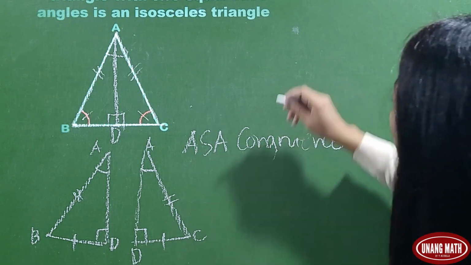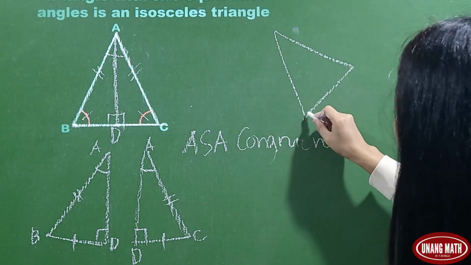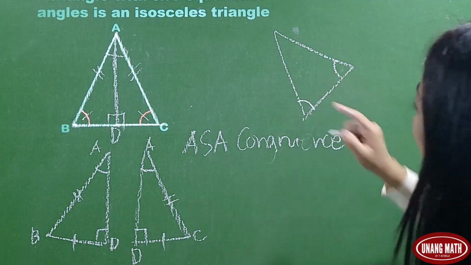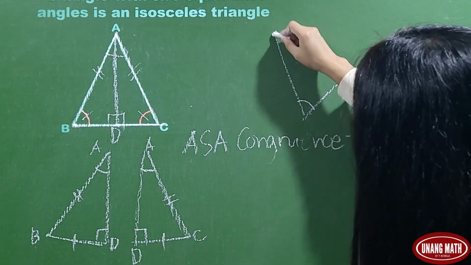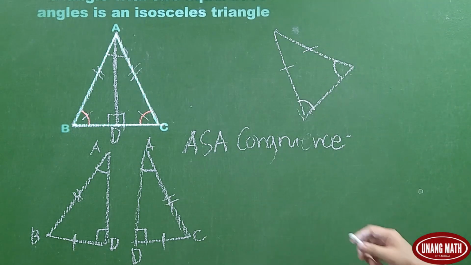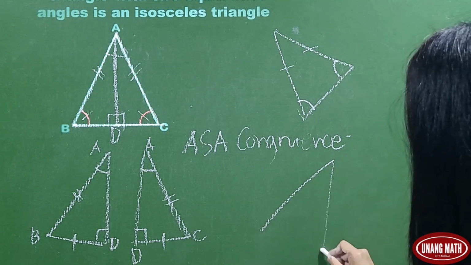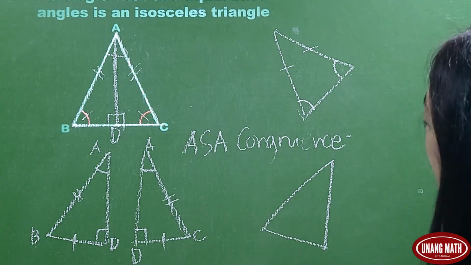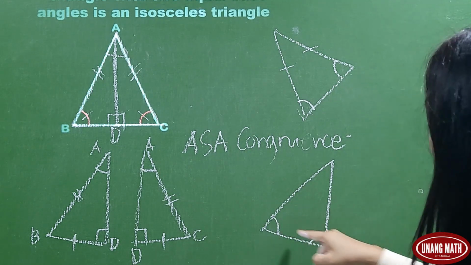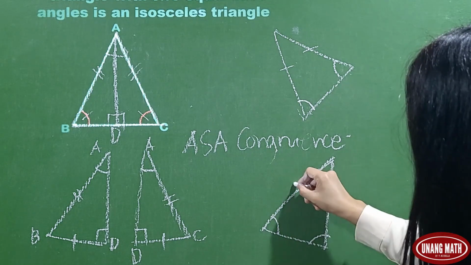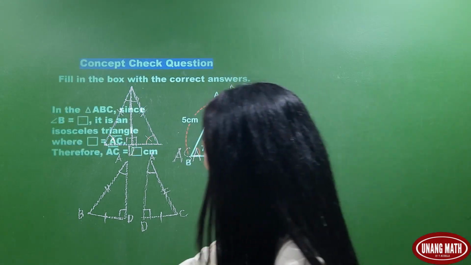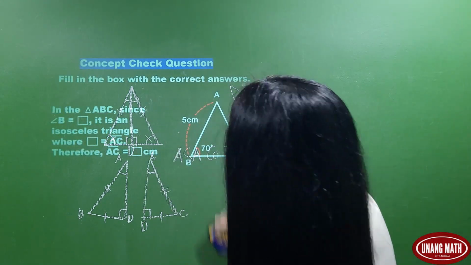So when you see a triangle, let's say it looks like this, and it's indicated that these two angles are equal, then it means this side and this side are equal in length. Or in another figure, when you see a triangle like this, and it's indicated that this angle and this angle are equal in measure, then this side is equal to this side. Now let's fill in the box with the correct answers.